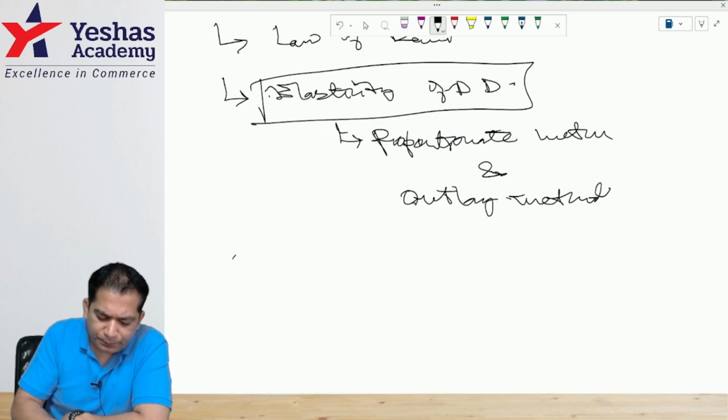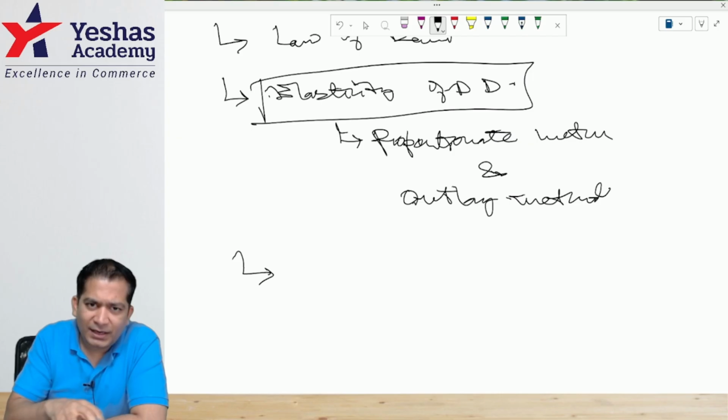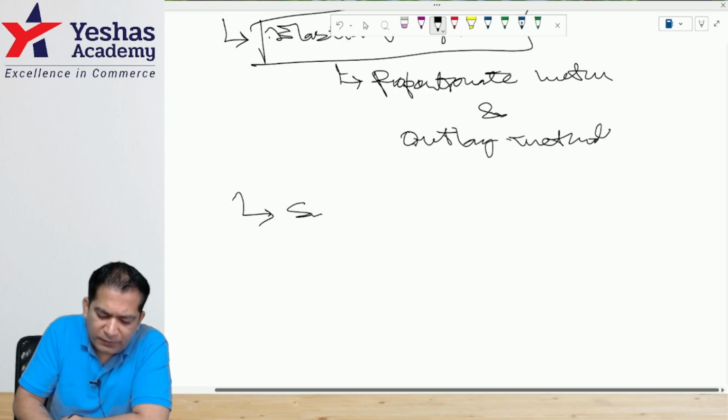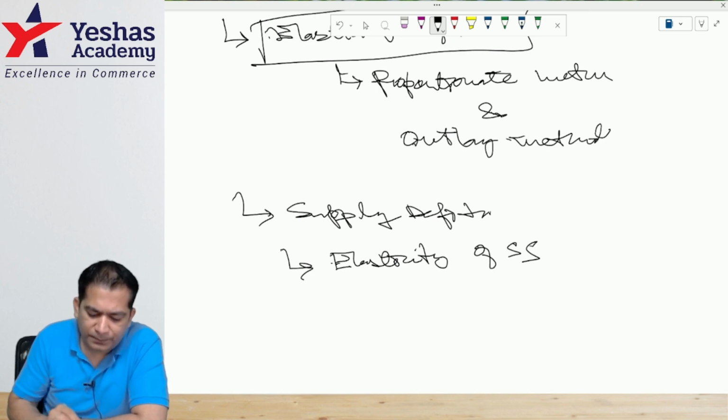Then comes supply. Compared to demand, they don't ask as many questions, but when it comes to comparison between supply and demand, you get a lot of questions. Again, simply from the supply definition, they ask you a question. Then again, about elasticity of supply, you'll get some questions from there.